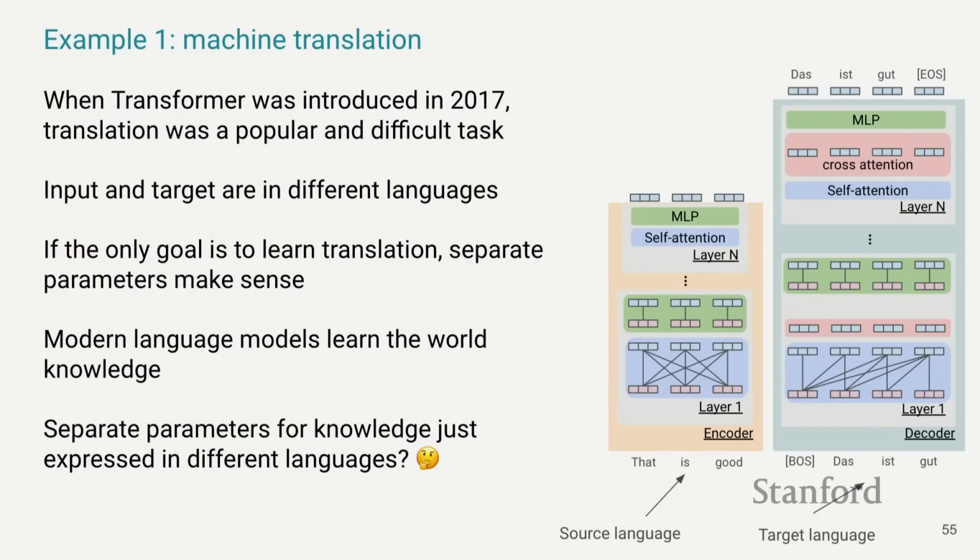So does it make sense to have separate parameters for this kind of situation now? Like we have some knowledge in German, some knowledge in English, and if anything, we want to combine them. If we represent them in separate parameters, I don't think that's natural. So with these much more general, larger models that can do a lot of things, this assumption seems very unnatural to me.